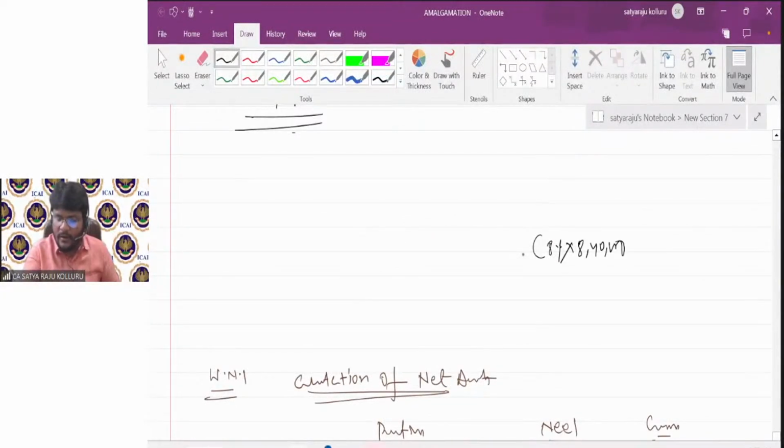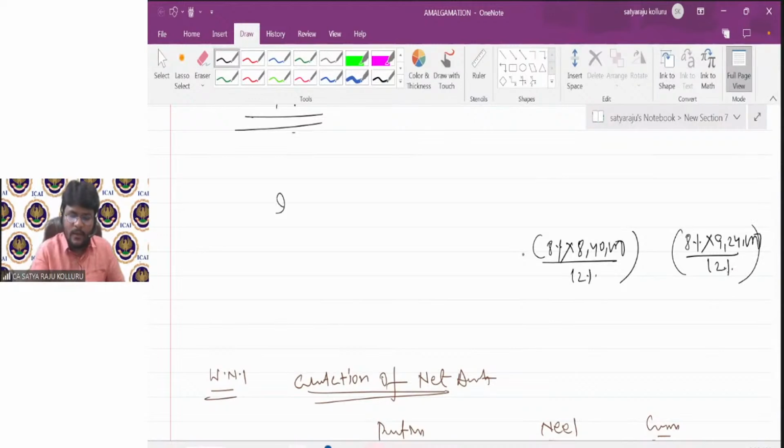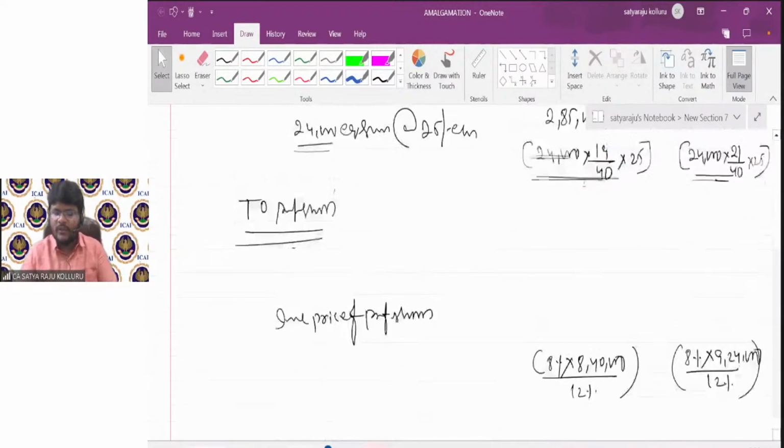8,40,000 divided by 12% for Nil. In the same way for Gagan, 8% into net assets, how much? All of you, please let me know quickly. 9,24,000 divided by 12%. This is the issue price of preference shares to the preference shareholders of the selling company.